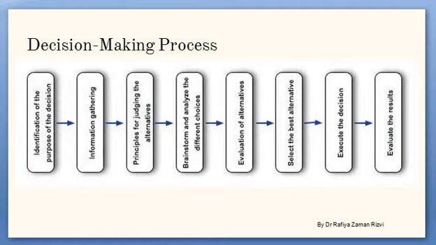Okay, second, information gathering, then principles for judging the alternatives, then brainstorming and analyze the different choices, evaluation of alternatives, select the best alternative, execute the decision and evaluate the result. So these are the steps involved in the decision making process. We will discuss each step in detail now.